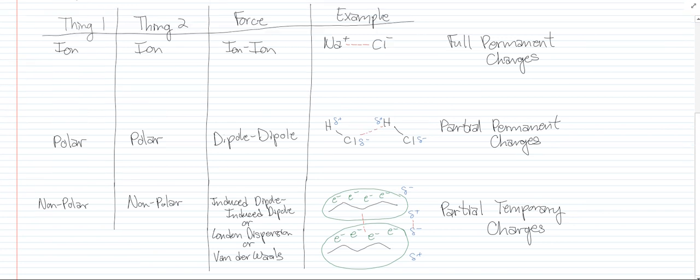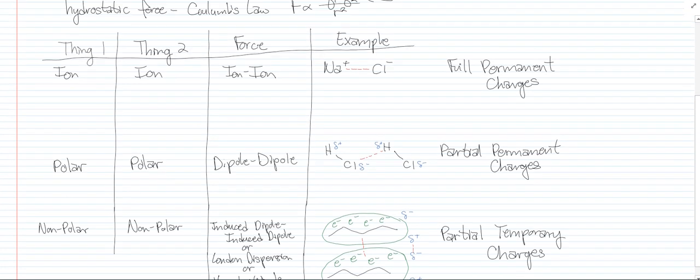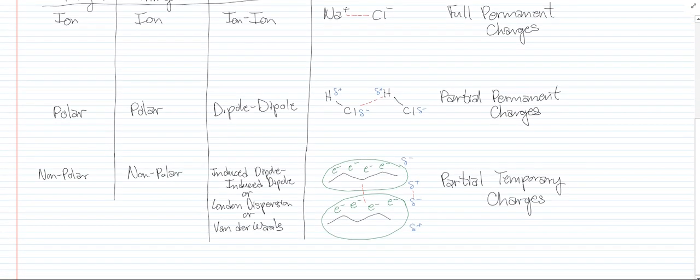Ion is strongest because it has full charges, a full 1 plus or full 1 minus, all the time. Dipole is weaker than that because it only has partial charges all the time, and then induced dipole, or London dispersion, is even weaker than that because it has partial charges but only some of the time. So there are some intermolecular forces.